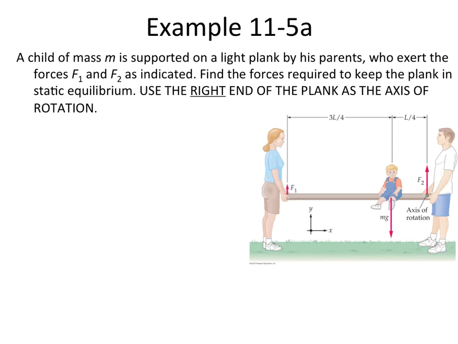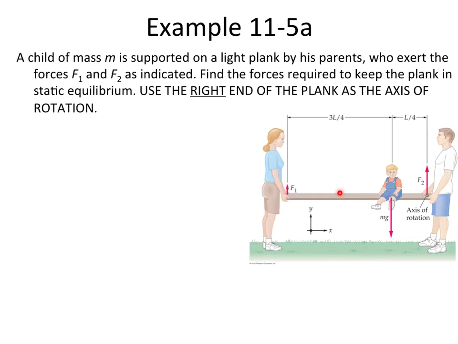Actually, it's the same problem, but we're going to do it two different ways, and we're going to illustrate that very point that I just pointed out to you, that you can put the axis of rotation, or you can assume the axis of rotation to be anywhere, because after all, if it's in equilibrium, it's not going to be rotating anyway, but you have to pick a point around which you could pretend that it might rotate.